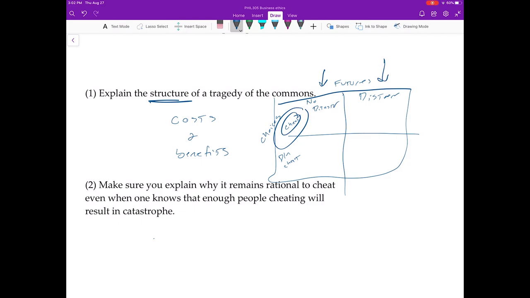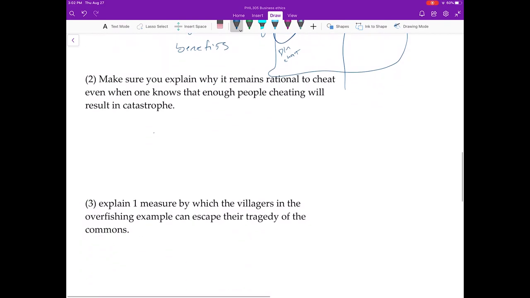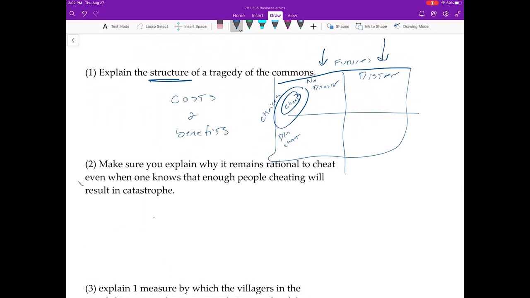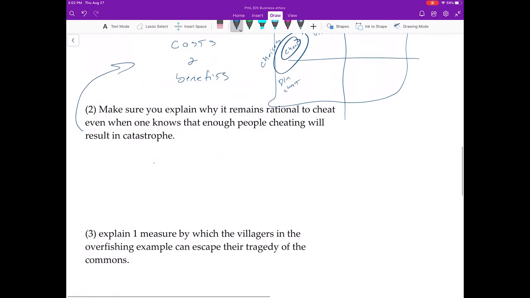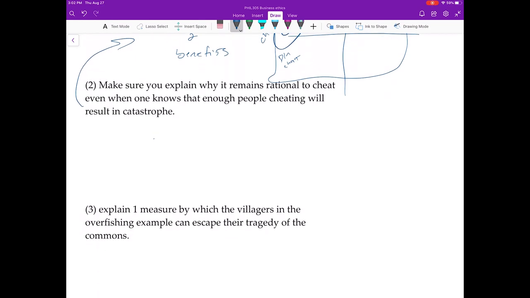Okay. So the second thing I ask you to do is to make sure that you've explained why it remains rational to cheat, even when you know that enough people cheating is going to cause the catastrophe. You're probably going to do this while you're explaining the structure of the Tragedy of the Commons. But the reason I'm putting this in as an explicit task in your essay is that it's sort of a trap, right? If you already did it while you're talking about the structure, don't waste words, don't do it again.